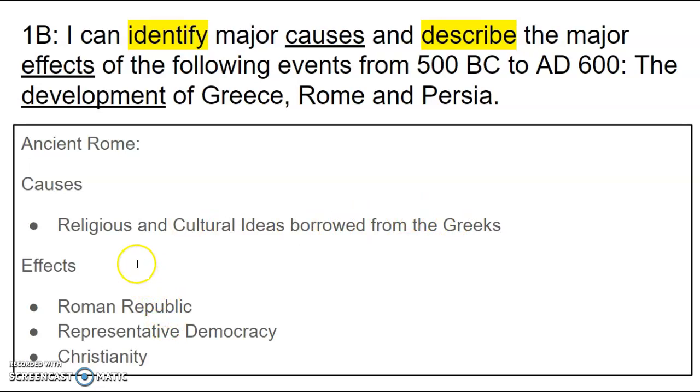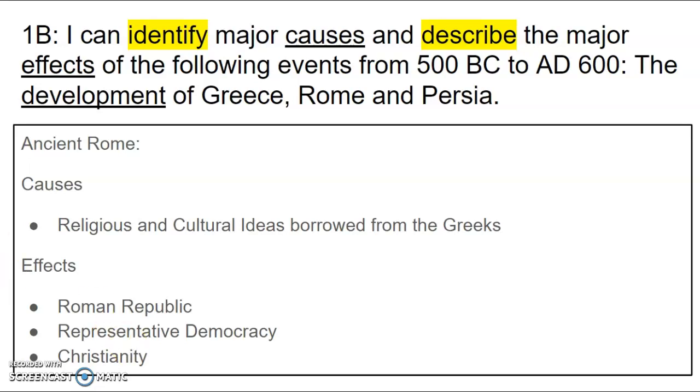The effects of the development of Rome are we get the Roman Republic, which was a very large empire that lasted for a pretty long while. We get representative democracy, where the people get to represent themselves. They get to vote on things and decide the way that the political ideas go. And then we also get Christianity out of ancient Rome. The development of Christianity and the central ideas of Christianity, the origins of Christianity, occur in ancient Rome.